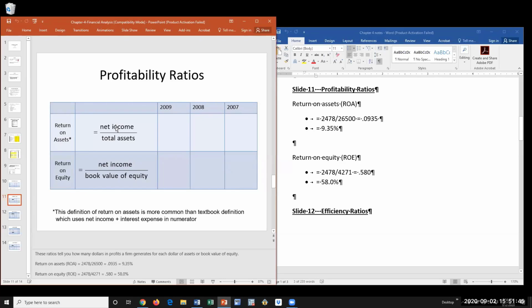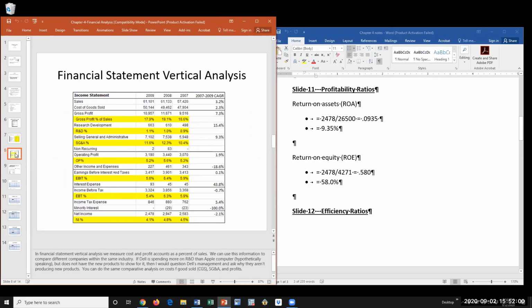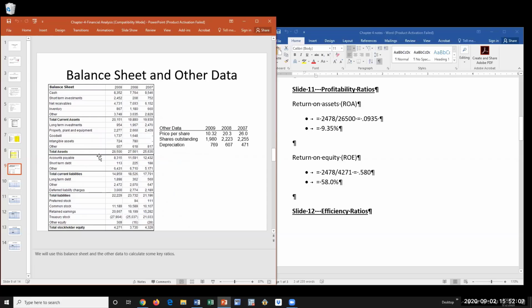So for the first one, return on assets, we just take net income and we divide by total assets. That's pretty simple. Net income we get from the income statement, and total assets we get from the balance sheet. So here's net income again, down at the bottom of the income statement. And then assets we get at the bottom of the assets portion of the balance sheet. And so that's how we calculate return on assets. So how much profit are we getting out of all the assets the company owns?